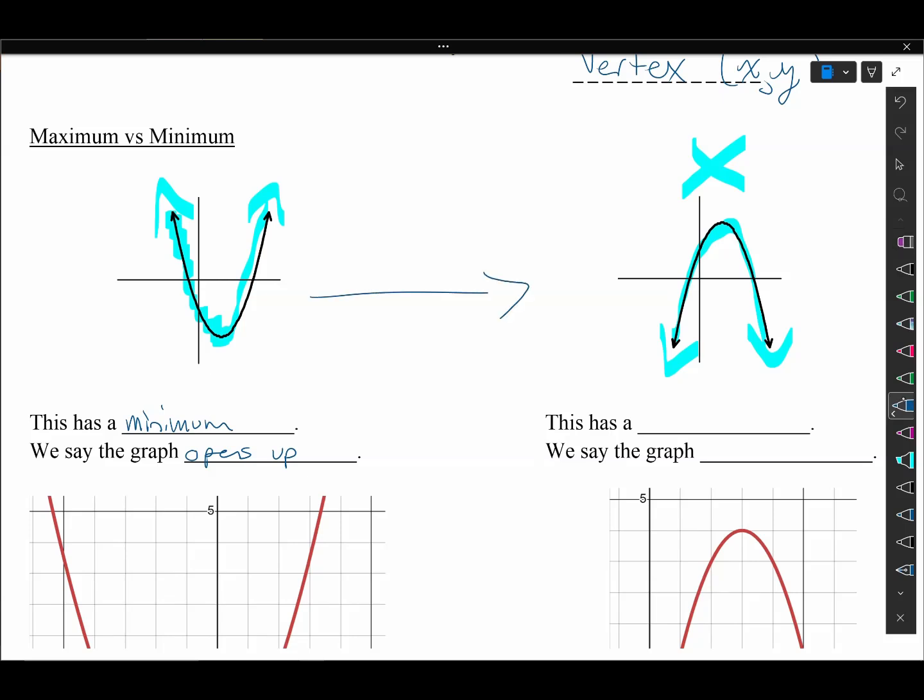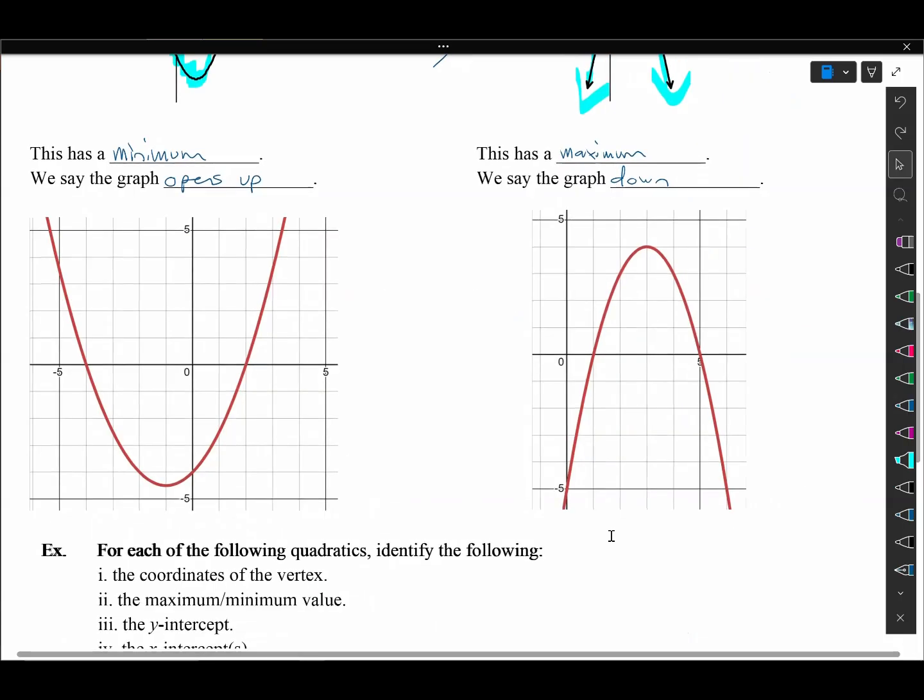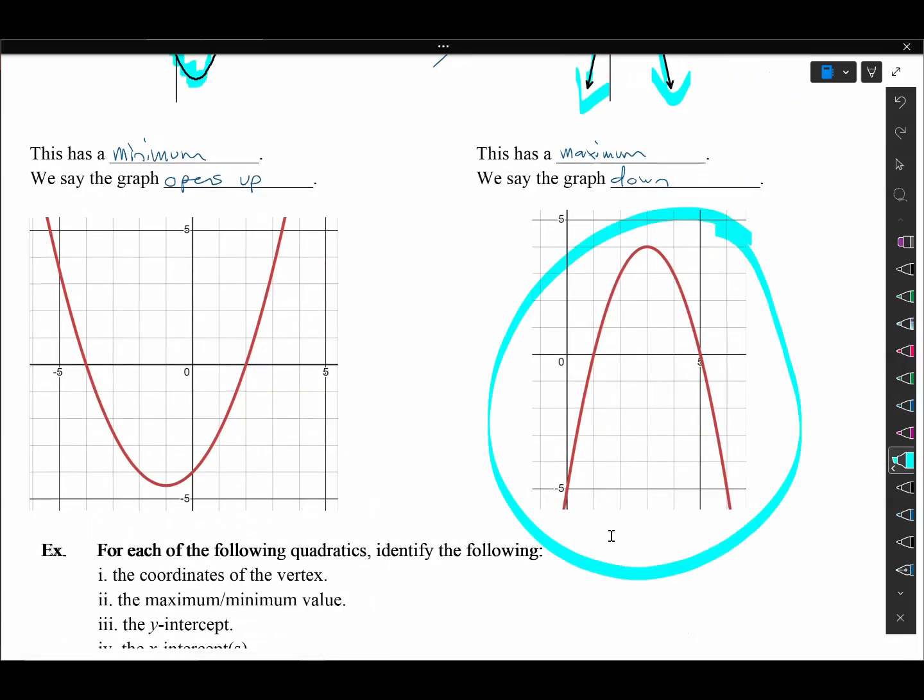Fantastic. Let's take a look then at the other kind of parabola we can have, the kind that opens down. We know this one's opening down because if there was anything in this bowl, it's falling out right now. A parabola that opens down goes down forever, but it does not go up forever. So we say it has a maximum value that it reaches.